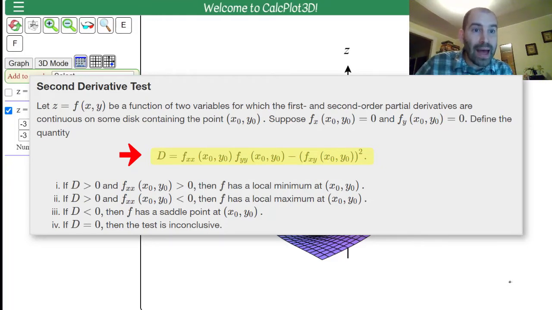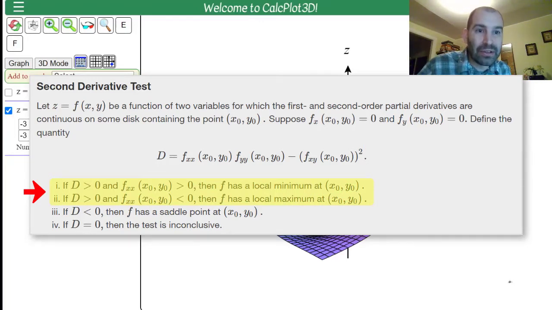Once you compute that discriminant, we're going to check to see if it's positive or negative. If it's positive, then we will have a local max or a local min. How do we determine which one it is? Well, then we check the second x derivative of the function. If the second x derivative is positive, then we're in the situation where we're concave up, and so we have a local min.